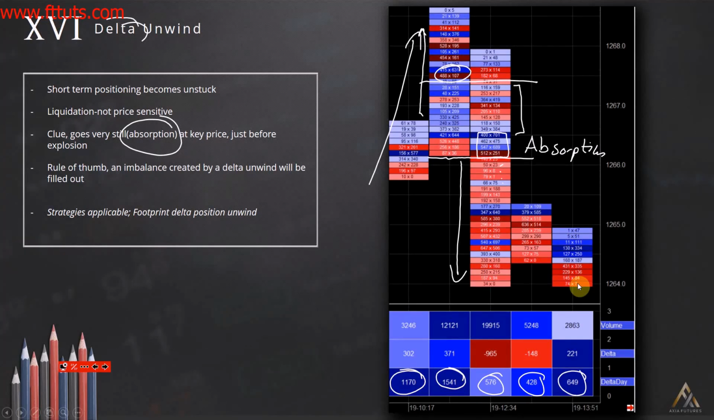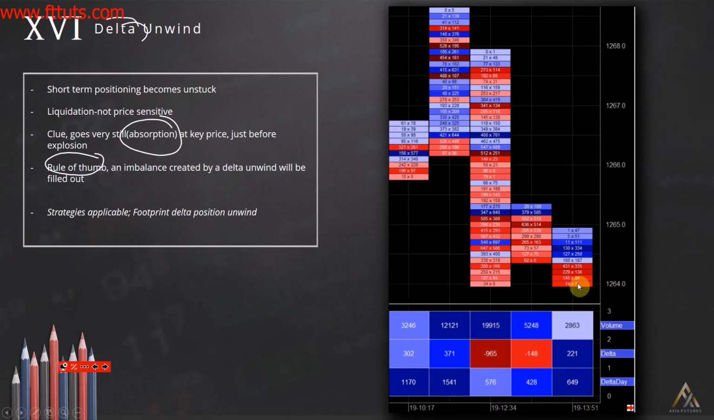Now note, as a rule of thumb, an imbalance created by a delta unwind will be filled out. Okay, so what do I mean by that? In the example, we've created an imbalance here. Okay, why is that imbalance being created? It's not fundamental, it's not technical, it's just simply a bit of short-term positioning coming unstuck. As a rule of thumb, at some point this market is going to come back here and it's going to fill out this area. Okay, again, I will show you that a little bit later on when we talk about imbalance strategies. Obviously, we are going to see the strategy a lot in the footprint delta position unwind strategy.